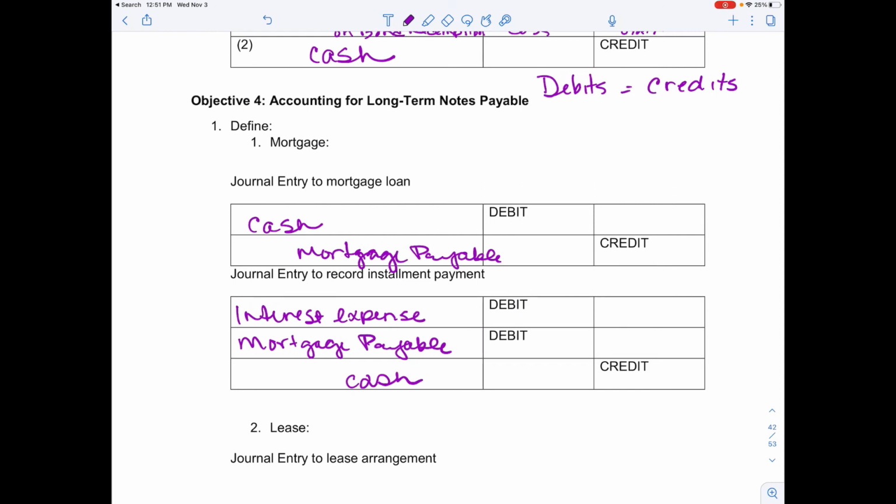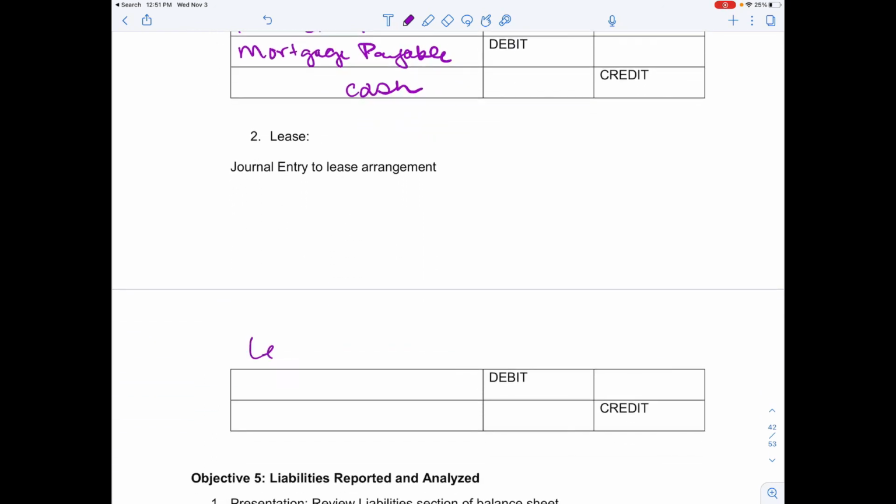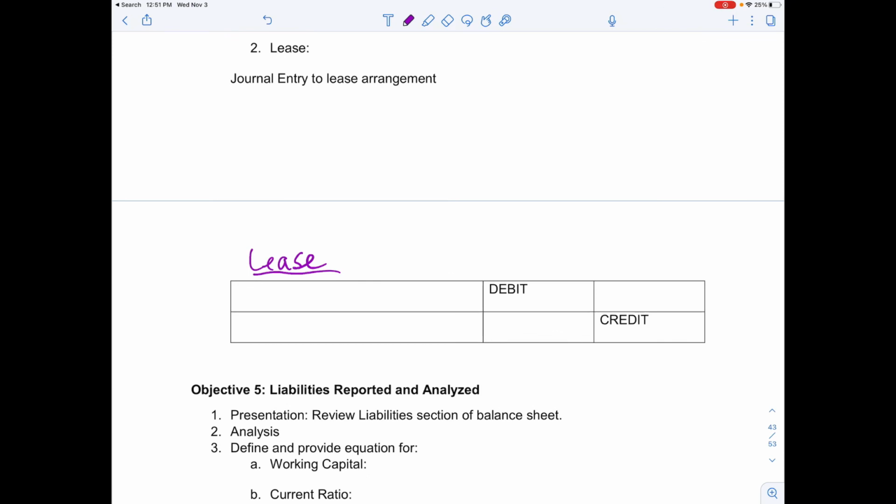And then we'll talk about a lease. For a lease, again, the printing on this didn't go as planned, sorry about that. But for a lease, we're going to go ahead and record a lease as a right of use asset. That's what we call that, and then we record that lease liability.